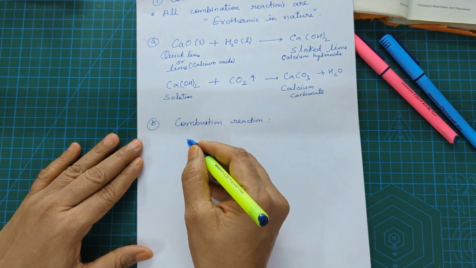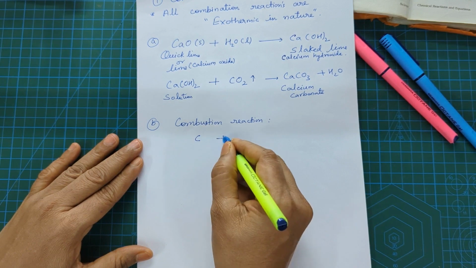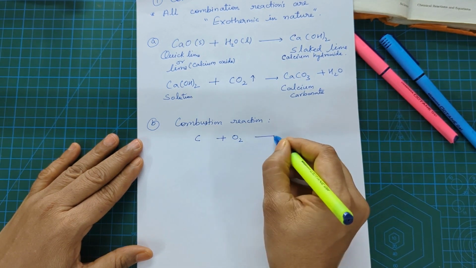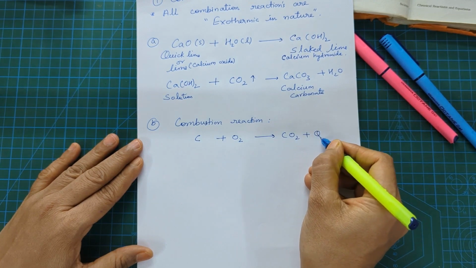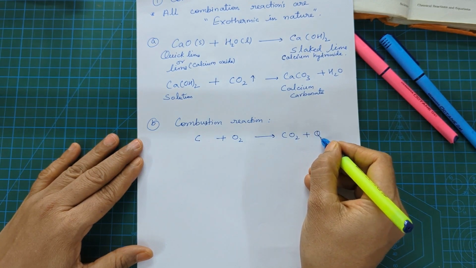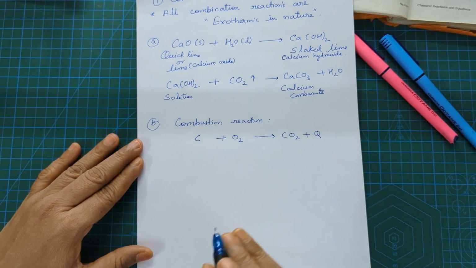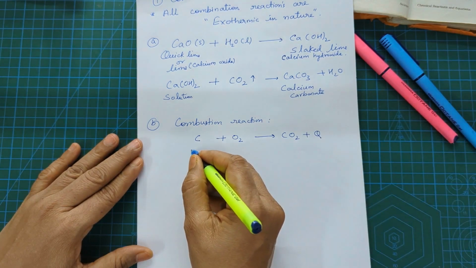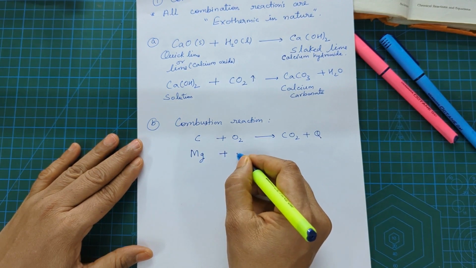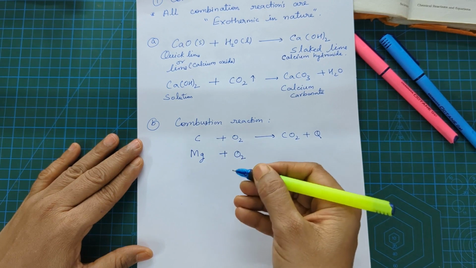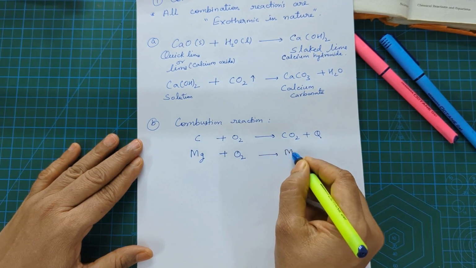So what could be the best example of combustion reaction? Burning of coal. So carbon plus oxygen gives carbon dioxide and heat energy. So this is exothermic in nature. Every combustion reaction is a combination reaction, and every combination reaction is exothermic in nature. Also, magnesium ribbon, when it is burnt, burnt obviously means in presence of air. So magnesium plus oxygen gives magnesium oxide.